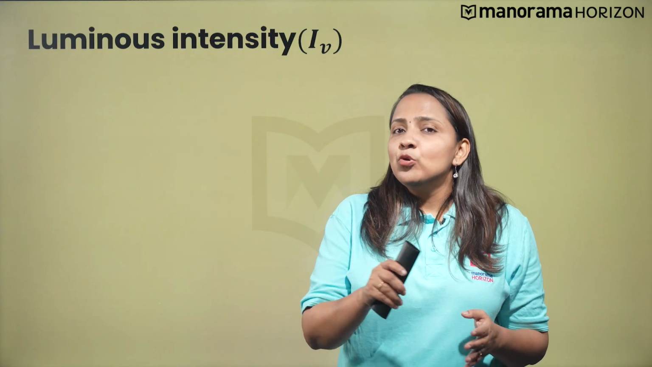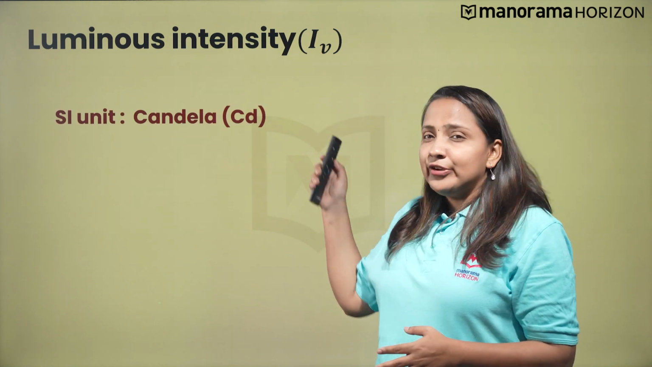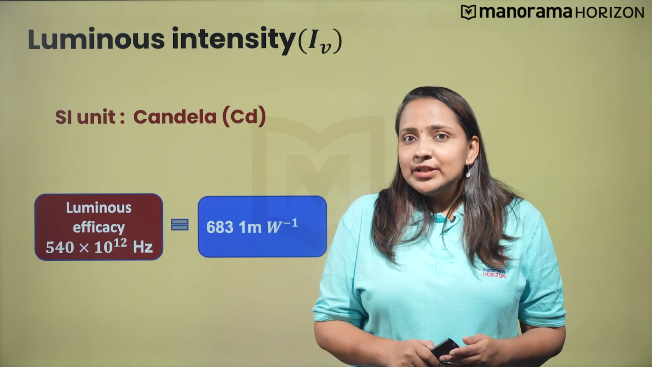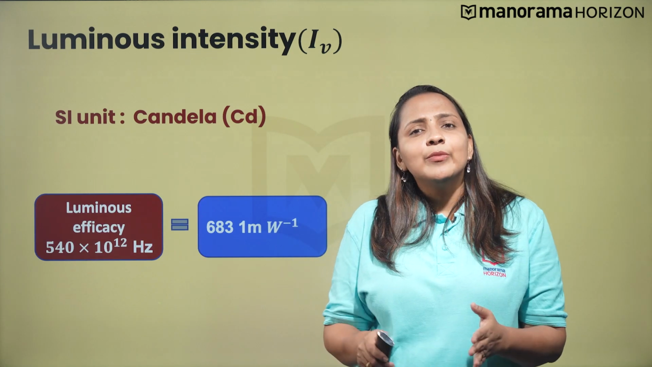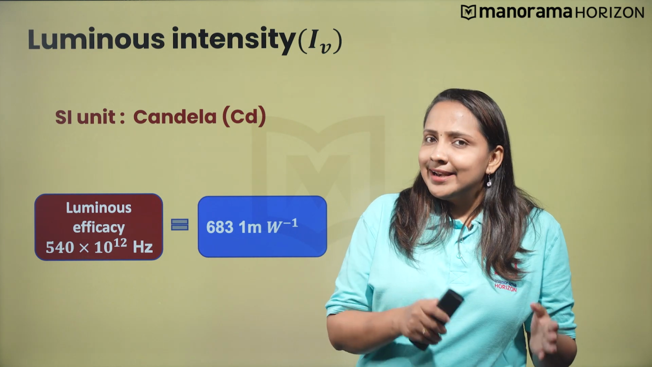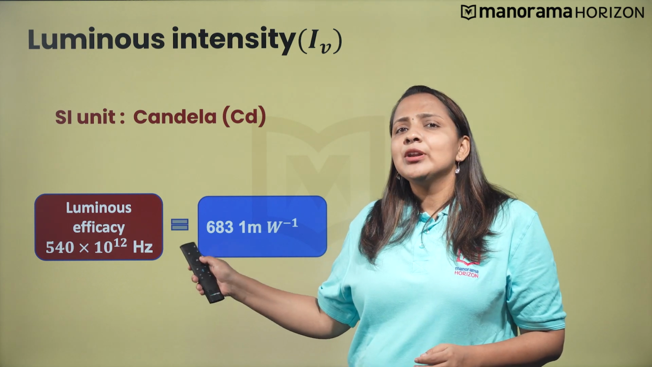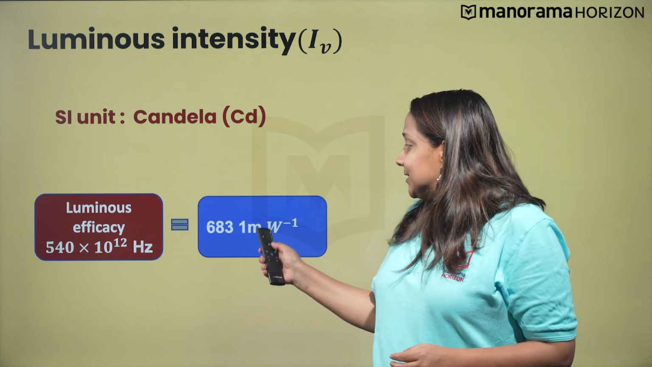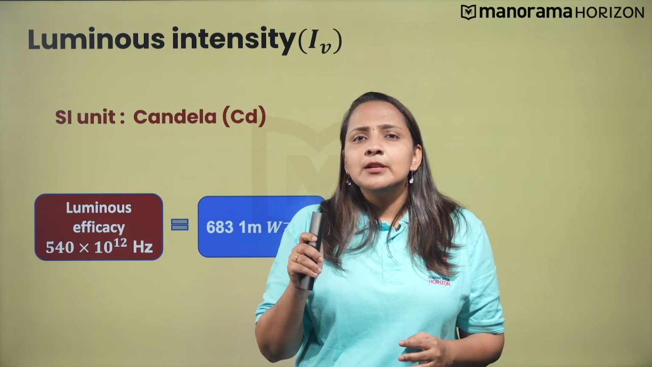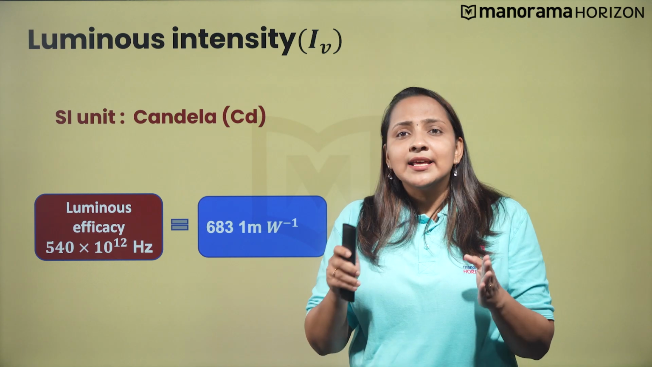Finally, we have luminous intensity. It is denoted as I to the base V. The SI unit is candela and it is defined by taking the fixed numerical value of the luminous efficacy of monochromatic radiation of frequency 540 into 10 to the power 12 Hz to be 683 when expressed in the unit lumen per watt, which is equal to candela steradian per watt.